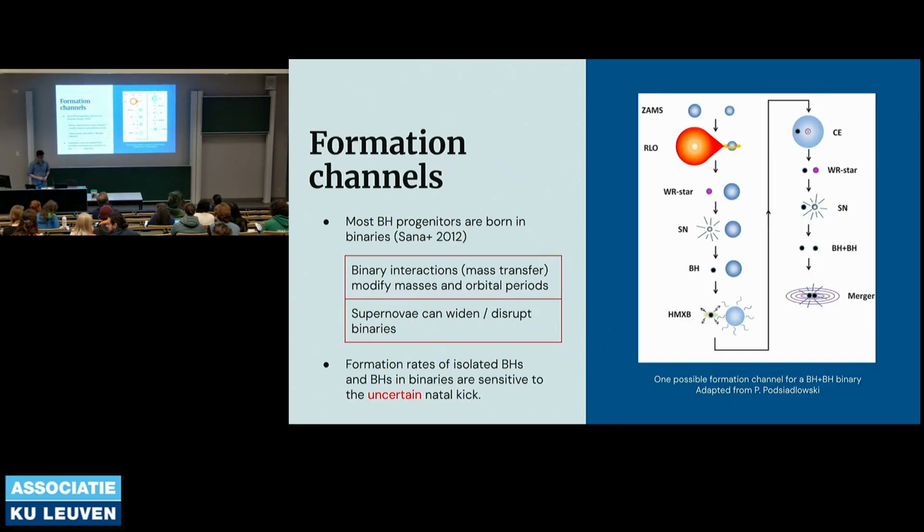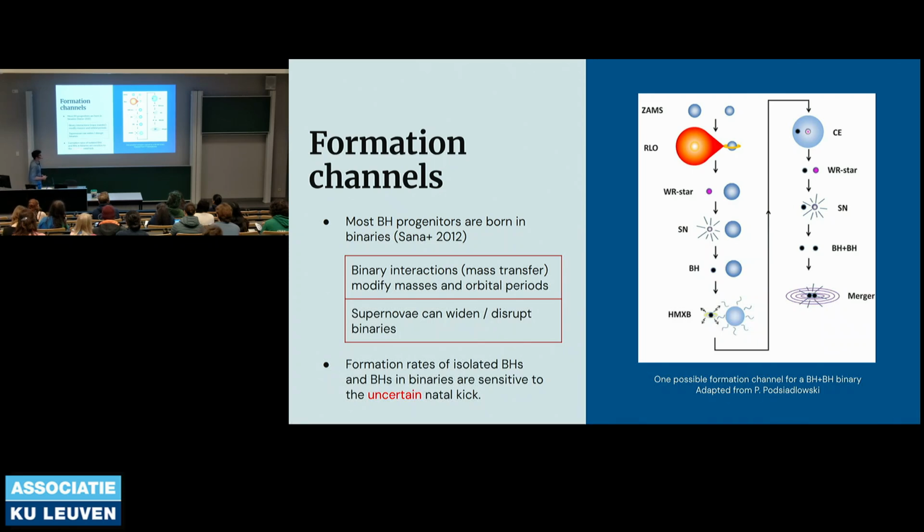The formation channels of black holes in isolation or in binaries. There are many different formation channels. It's hard to write just one down. I've shown here sort of a canonical illustration of a formation of a binary black hole. This is a Van den Heuvel diagram. It gives you a sense of the type of phases that a binary might experience through its life.